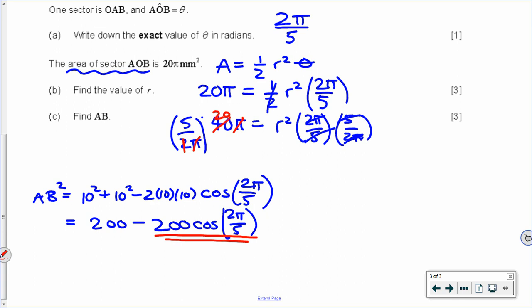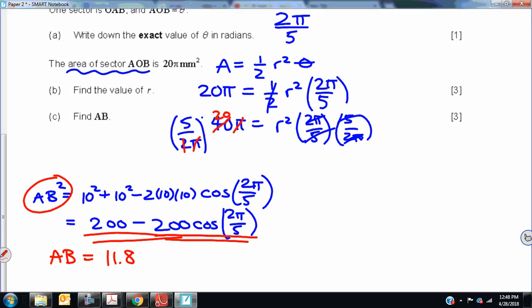But at this point, you should just be going to your calculator anyway and then square rooting your result because this is AB squared. So in the end, you go to your calculator, you type this whole thing in, making sure your calculator's in radian mode, square root your answer, and AB ends up being 11.8. And that is it.